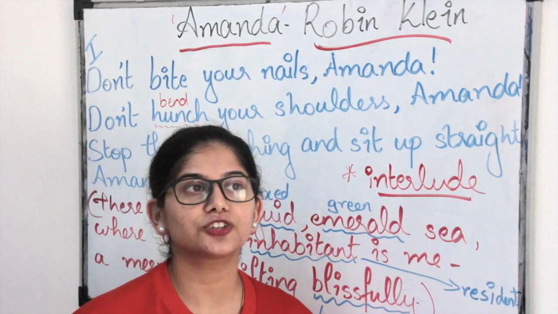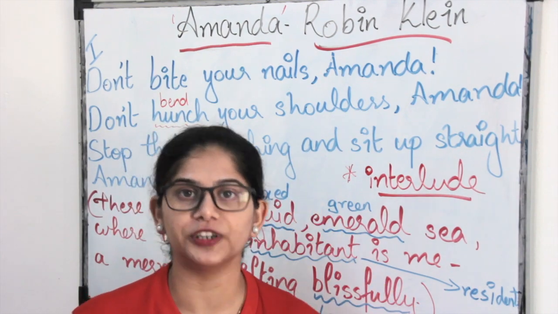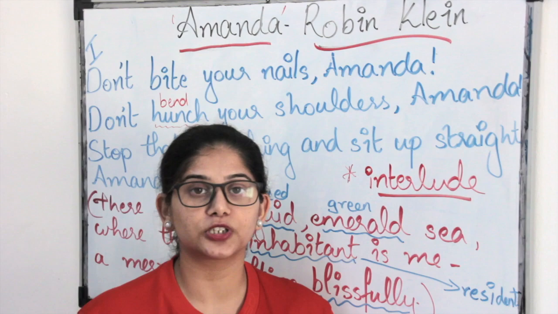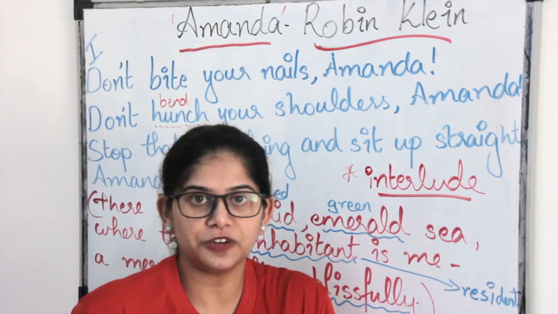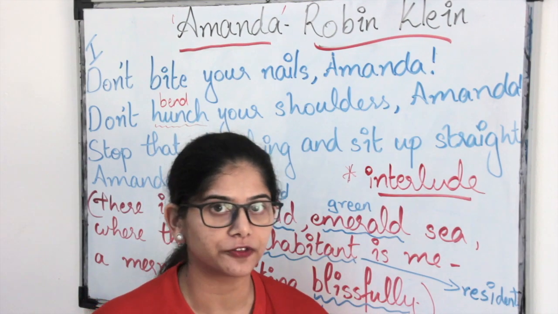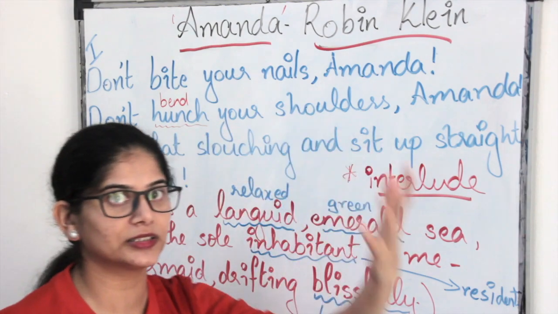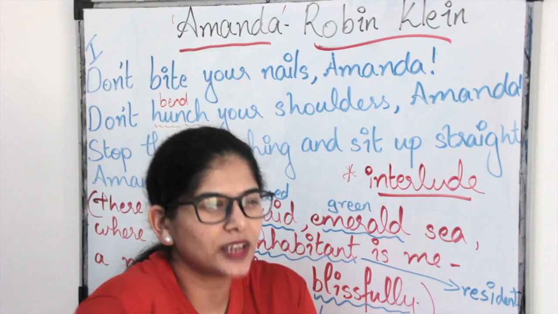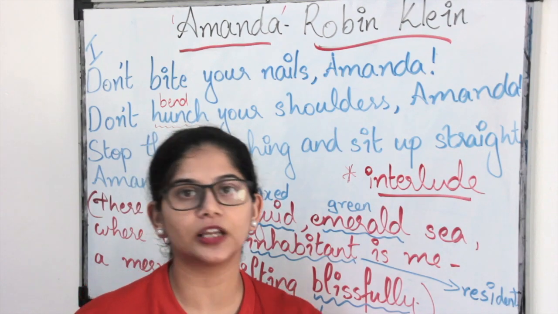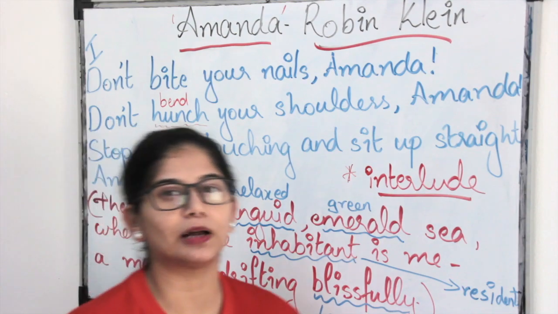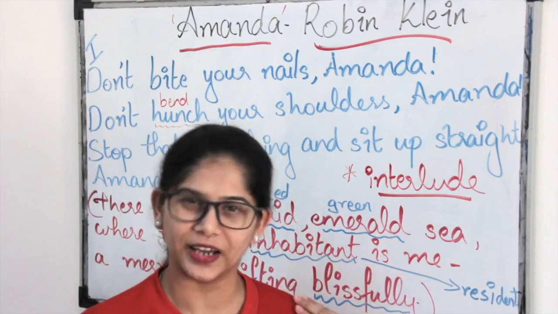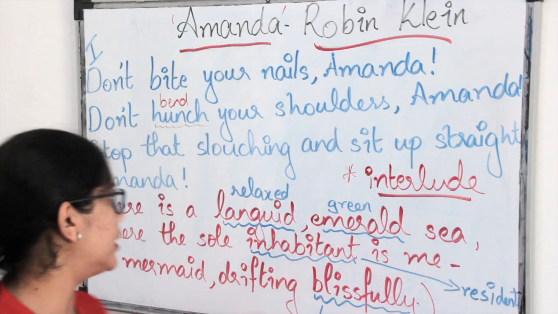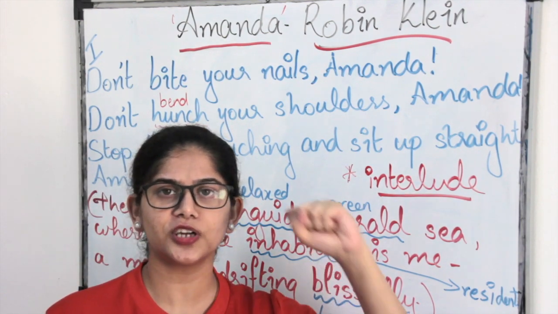Don't bite your nails. Nails actually show your confidence. Properly well-trimmed, well-maintained nails show your confidence. We have seen especially a few kids always biting their nails. It's because we feel that they are not confident enough. So that's the first thing the mother is telling Amanda. The second thing is, don't hunch your shoulders. We have seen people or students who are not interested in studies, this hunch, literally bending down the shoulders. So the mother is telling, don't bend your shoulders. Stop that slouching. Slouching is like sitting with your shoulders completely down, clearly showing you're not interested. So don't slouch, don't bend your shoulders, see that you sit up straight, Amanda. This is the instruction given by the mother.